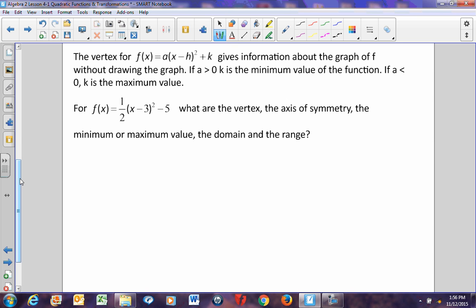So if I get the equation f of x equals 1/2 (x minus 3) squared minus 5, we can determine the vertex, the axis of symmetry, the maximum and minimum value, and the domain and range, believe it or not. So let's think about this for a second. Remember, we have to solve this part for x, so x minus 3 equals 0. So x equals 3. Okay? So remember, h comma k, in this case, is 3, negative 5. Okay? So we now have our vertex. Our vertex is at 3, negative 5.